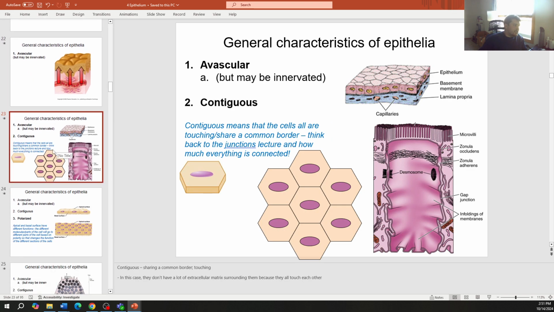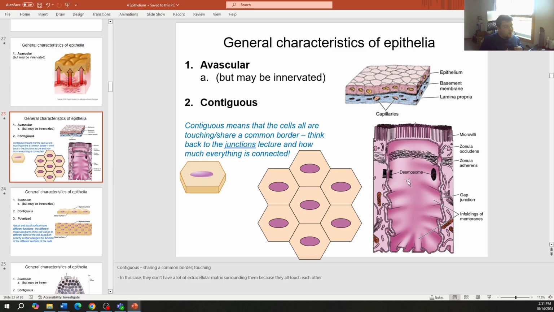Next is contiguous. Contiguous means that the cells are all touching or they share a common border. So they link together. Back when we had the junctions lecture and how everything was connected with all of those different junctions, as we see here, the zonula occludens, the zonula adherens, the desmosomes, the gap junctions, all of those guys are very, very heavily found within our epithelial tissues because they're all joined together.